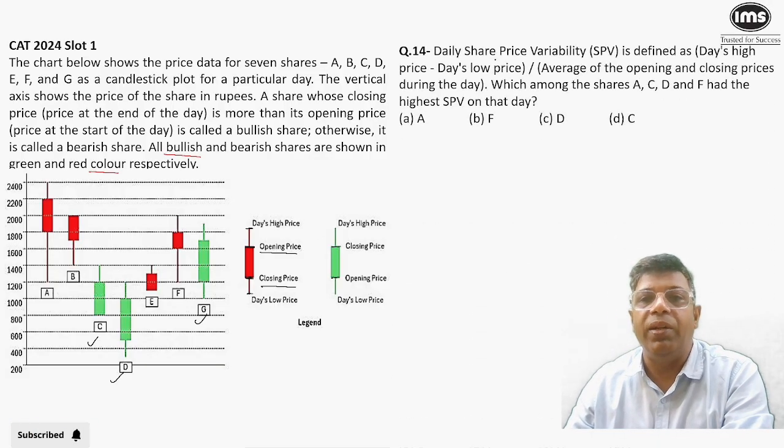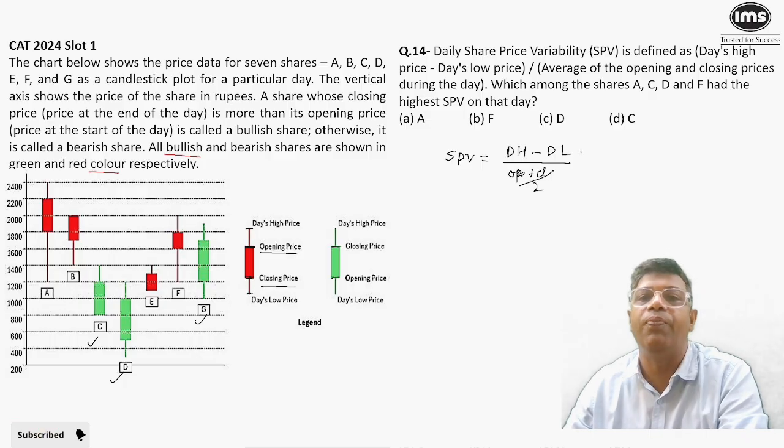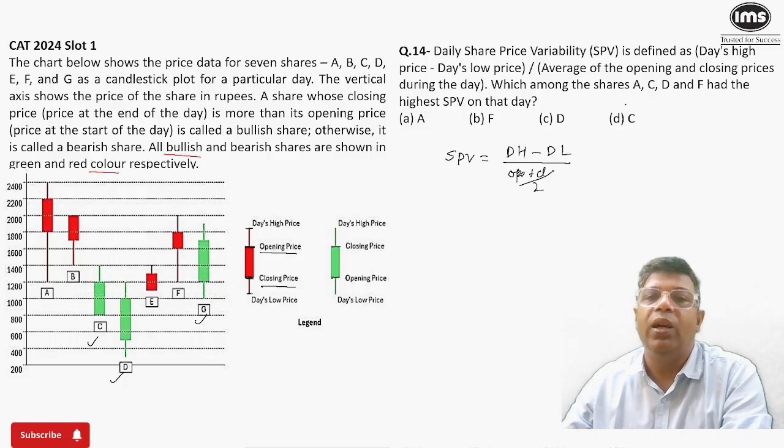Daily share price variability, SPV. SPV has been defined as day's high minus day's low, divided by the average of opening and closing price during the day, so opening plus closing by 2. This is what we have to calculate as SPV. Now, which among A, C, D and F had the highest SPV? So let's calculate the SPV one by one.